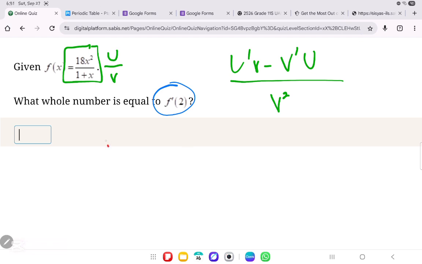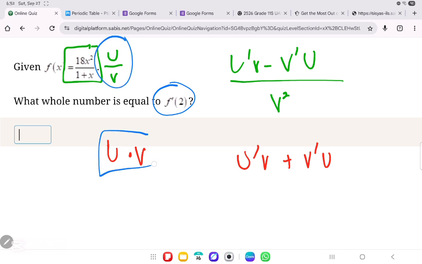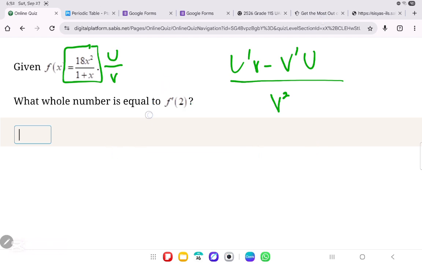Or we could do it in another way, which is what? You bring this up and it will become u times v. And how do you find the derivative of u times v? It's very simply u prime v plus v prime u. So now, very simply, I'm going to deal with it as u over v. Of course, if you want to do it as u times v, you'll have to move this up and it will become 1 plus x to the power of minus 1. But I don't want to do all of these complicated, unnecessary things, so I'm just going to deal with it as if it was u over v.